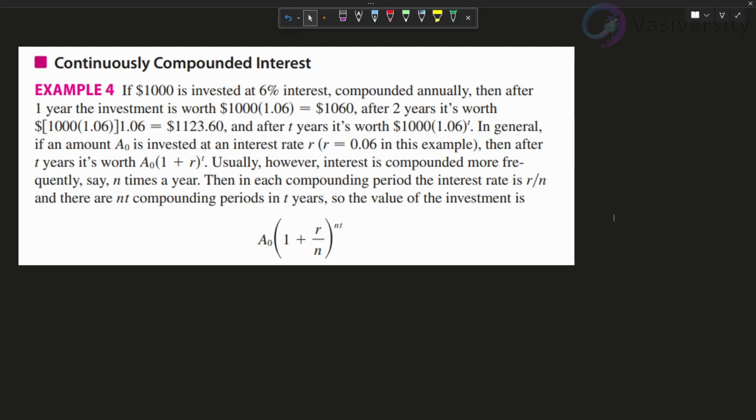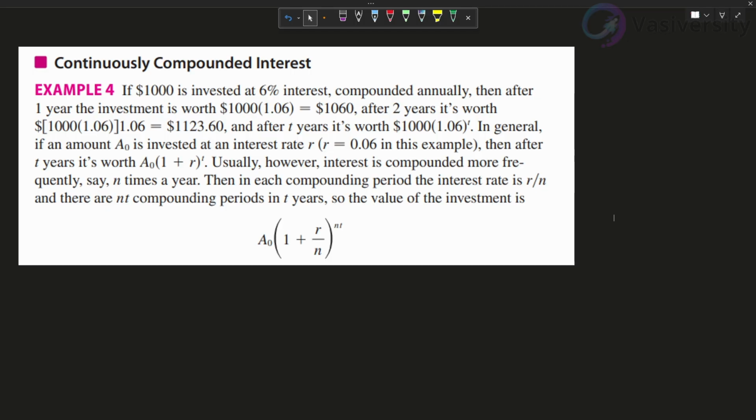So in general, if an amount A sub naught is invested at an interest rate r, then after t years it will be worth A sub naught times 1 plus r to the power of t. Usually, however, the interest is compounded more frequently than once a year, for example n times. Then in each compounding period the interest rate is r over n, and there are n times t compounding periods in t years. So the value of the investment is given by this equation.